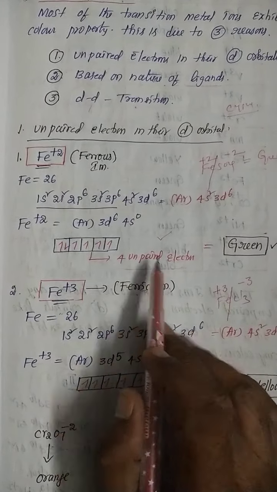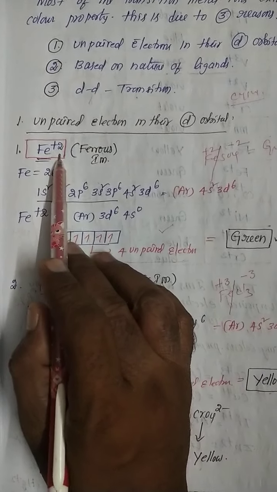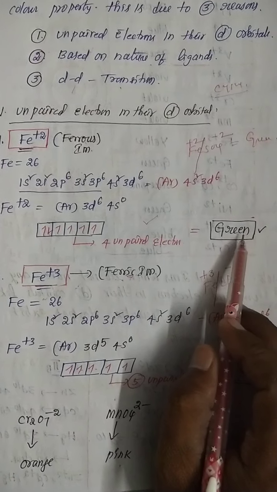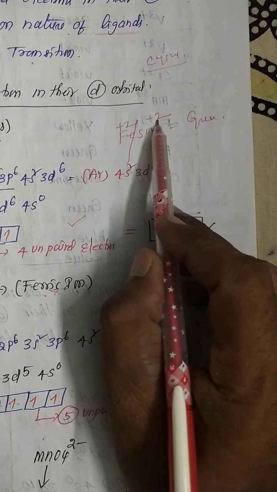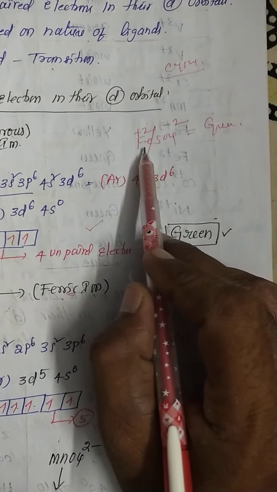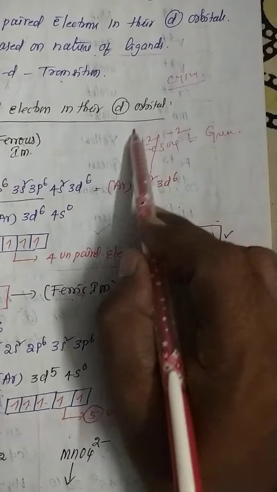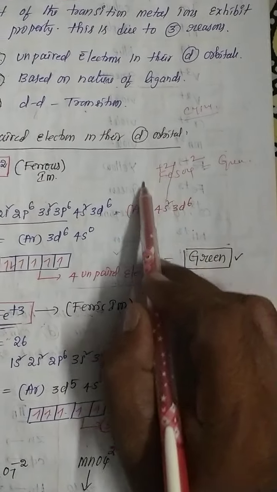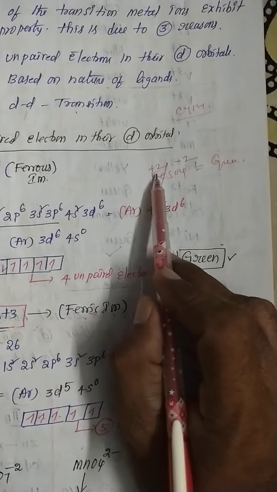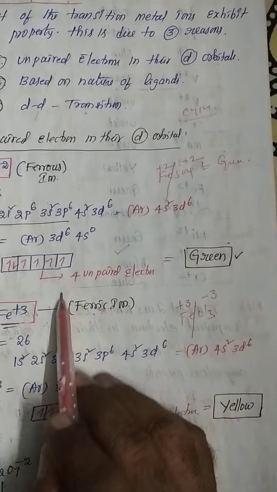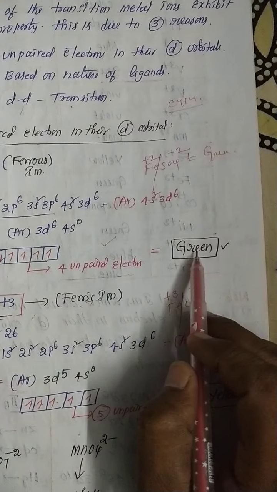If there are 4 unpaired electrons, it means iron loses 2 electrons in the compound. When iron loses 2 electrons in any compound, generally they exist in green color. For example, see here, FeSO4, sulfate oxidation state -2, iron oxidation state +2. That's why ferrous sulfate is green color, because in this transitional metal compound, the transitional metal is iron. Here 2 electrons are lost, meaning 4 unpaired electrons are there, and 4 unpaired electrons mean the entire compound exists in green color.